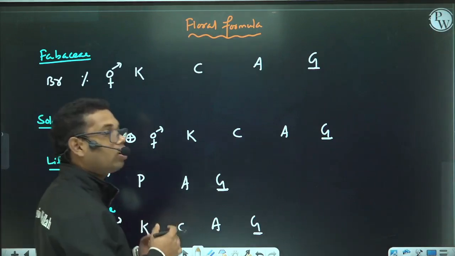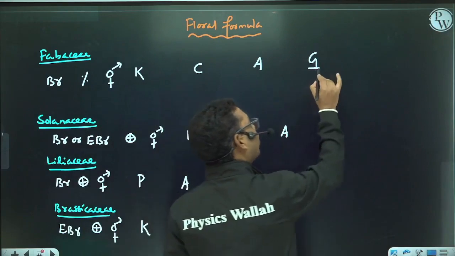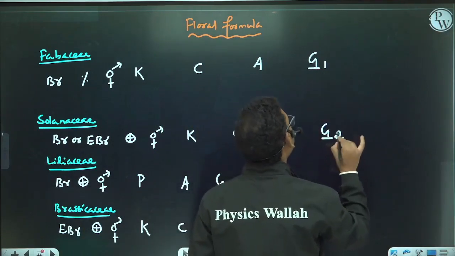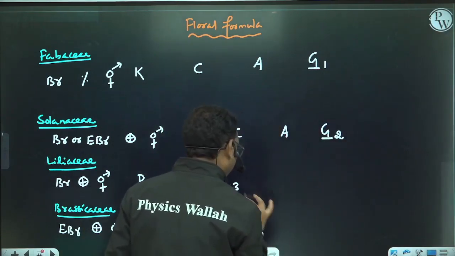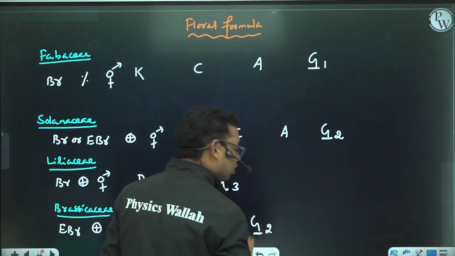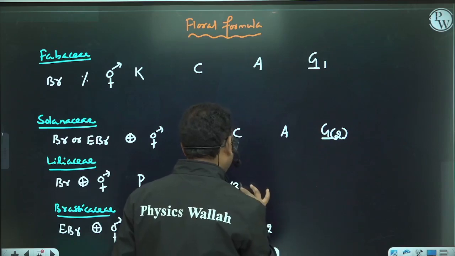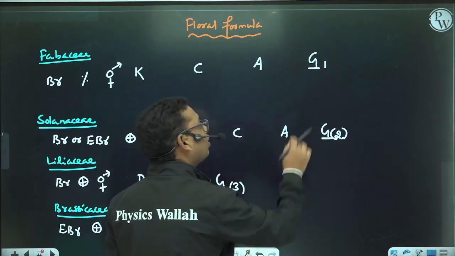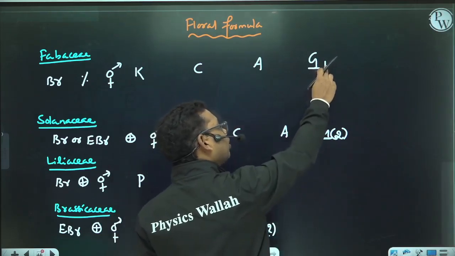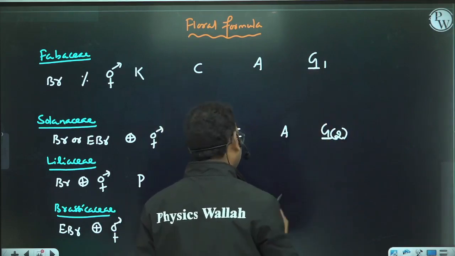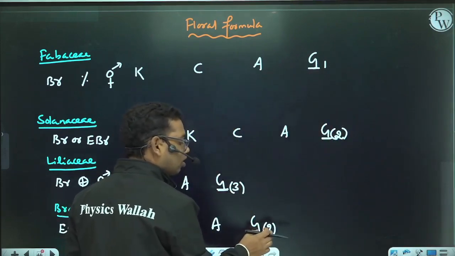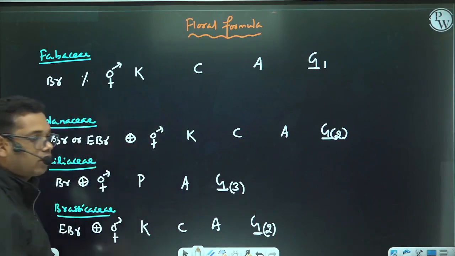What about the number of carpels then? In this case 1 carpel is there, in this case 2 carpels, in this case 3 carpels, and in this case 2 carpels. In these cases the carpels are fused. So this is monocarpellary, this is bicarpellary syncarpous, this is tricarpellary syncarpous, and this is bicarpellary syncarpous condition.